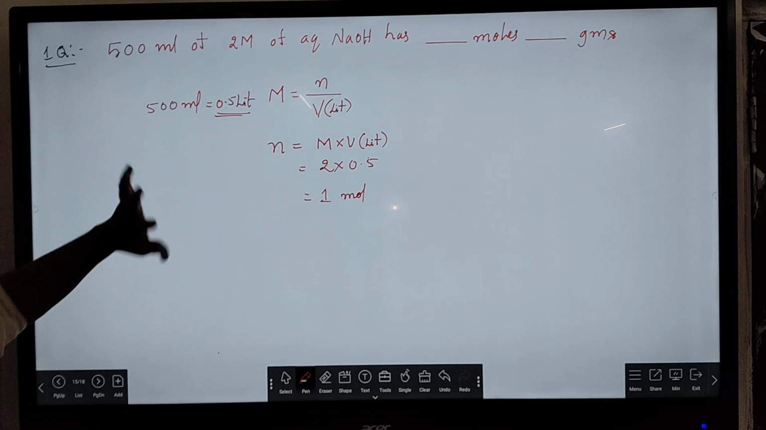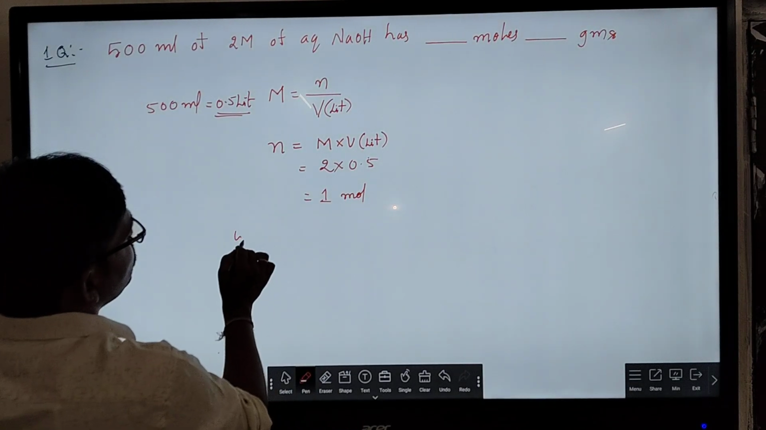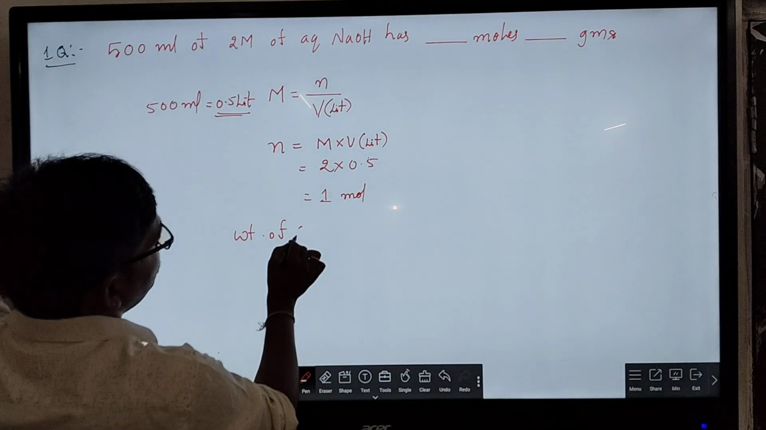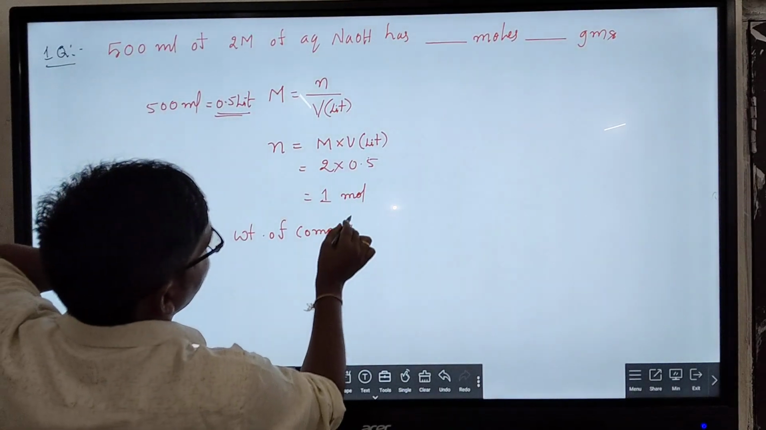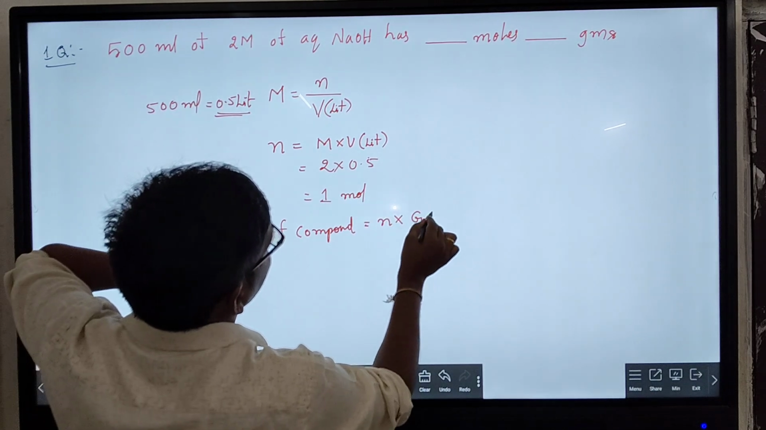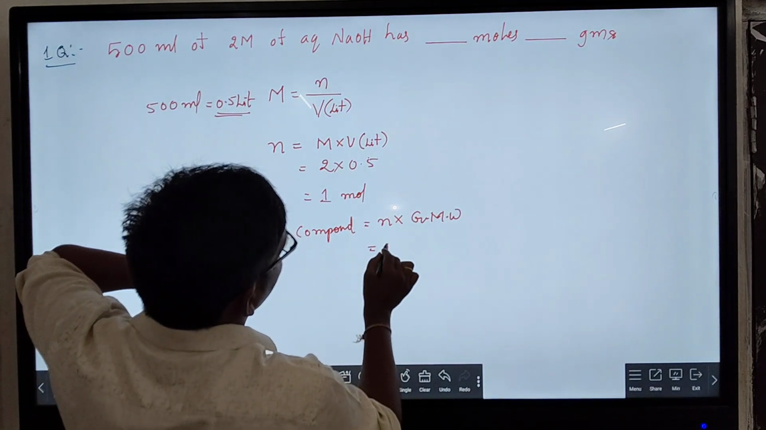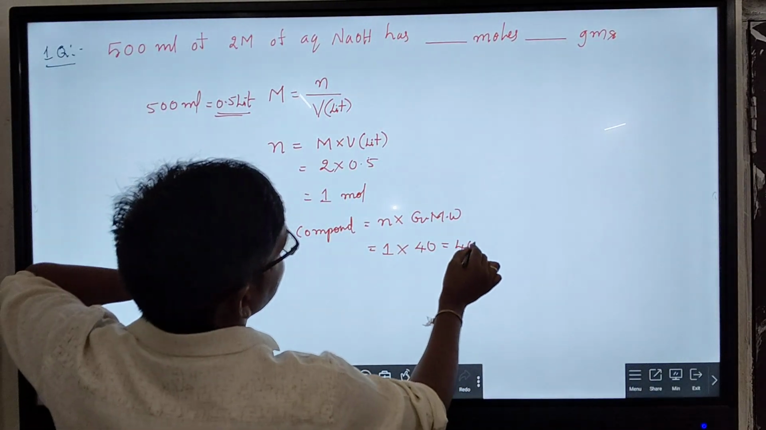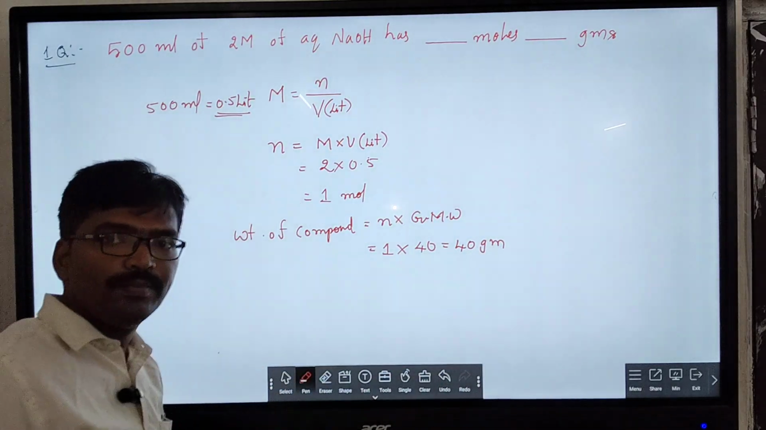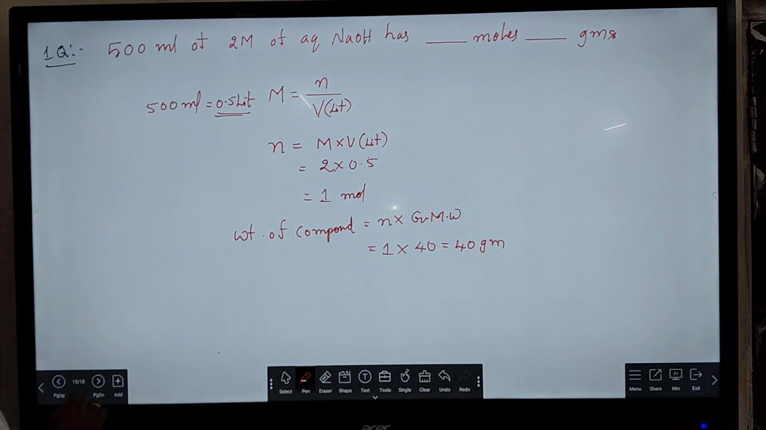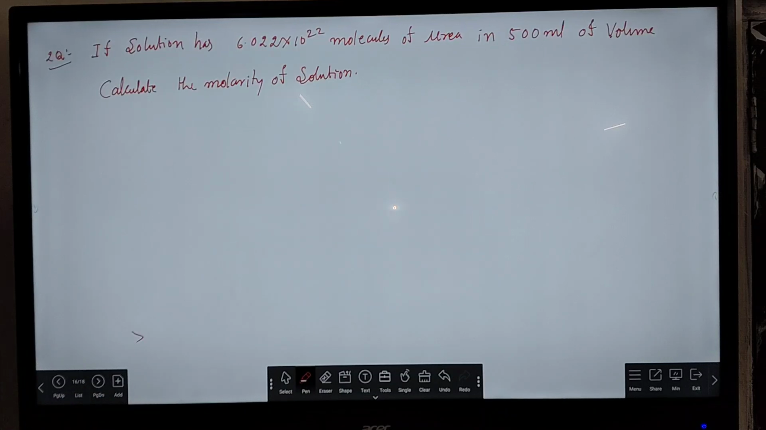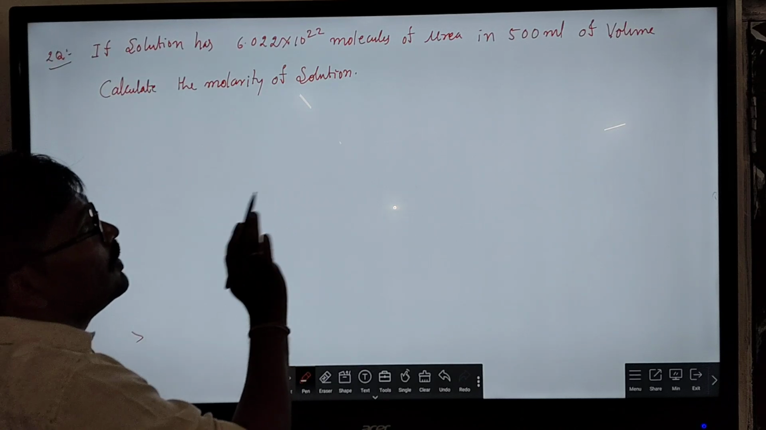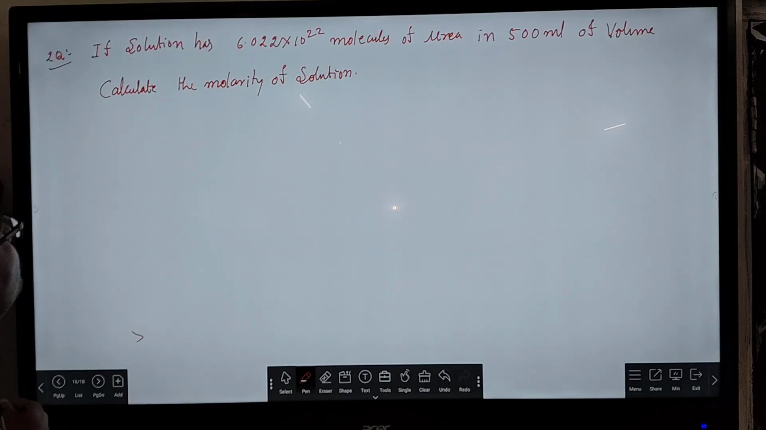To find the grams, the weight of the compound equals the number of moles into gram molecular weight. The number of moles is 1, and the gram molecular weight of NaOH is 40, so 40 grams is the answer. Clear? Next question: if a solution has 6.022 into 10 to the power of 22 molecules of urea in 500 ml of volume, calculate the molarity of the solution.